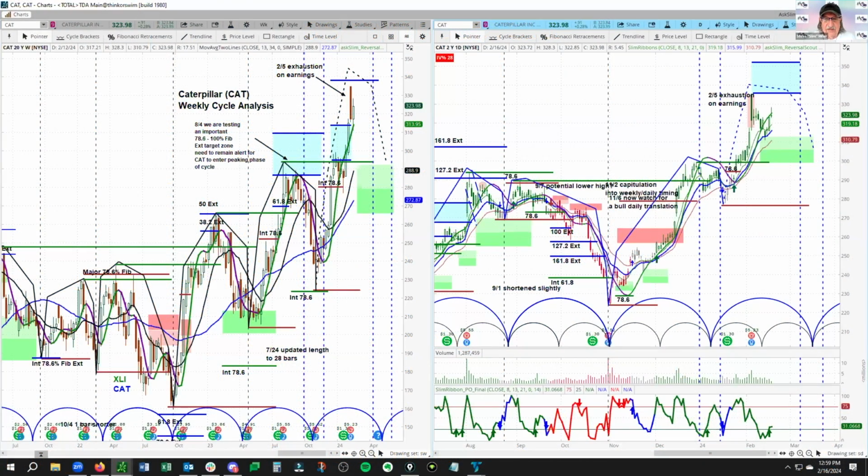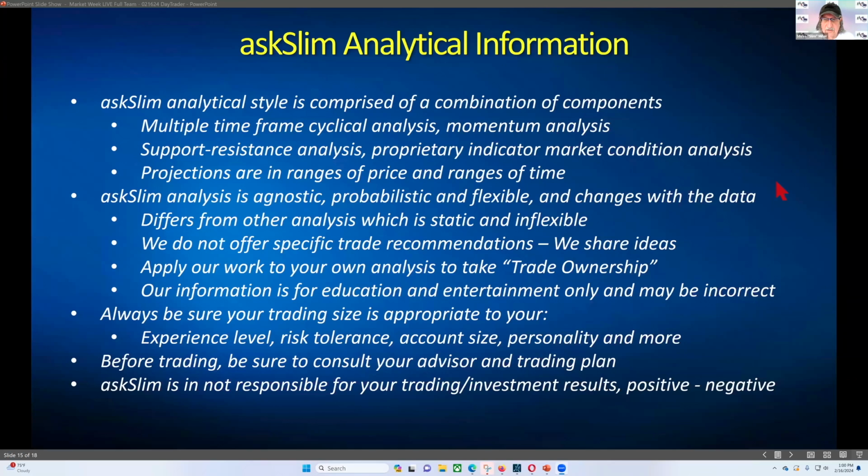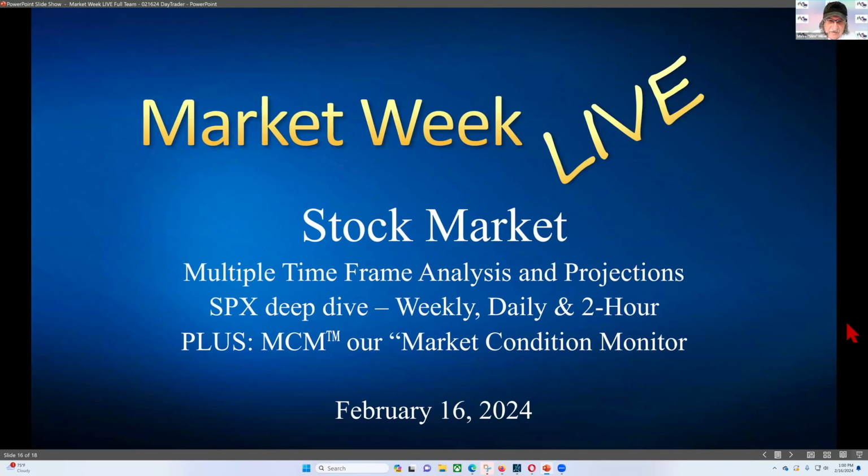All right, now we'll get into stock market analysis. Important information that I want you to look at right here. Do read this chart. It talks about our approach to the market and you then adopting our analysis, bringing it into your analysis, and the importance of trade ownership. Stock market multiple time frame analysis and projections.